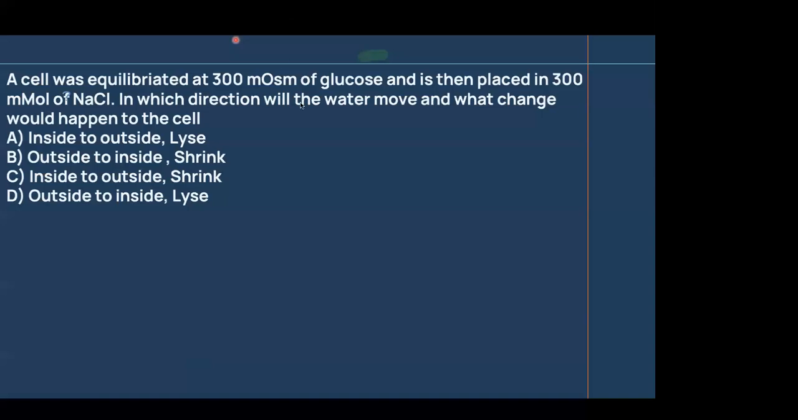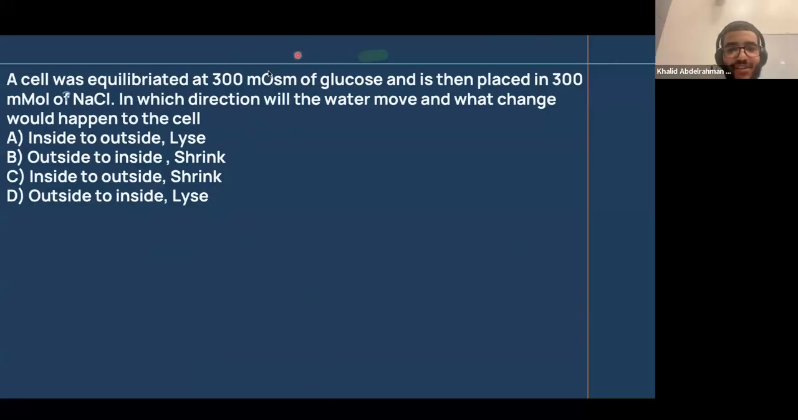I think it would be C because we said it was 300 milliosmoles of glucose and then 300 millimoles of NaCl, which would make it 600 milliosmoles outside the cell. And why is that? Because we have both sodium and chloride, so the osmolarity is going to be much higher. And if we have more particles outside the cell, the water is going to want to move outside. Excellent. Does anyone have a different answer?